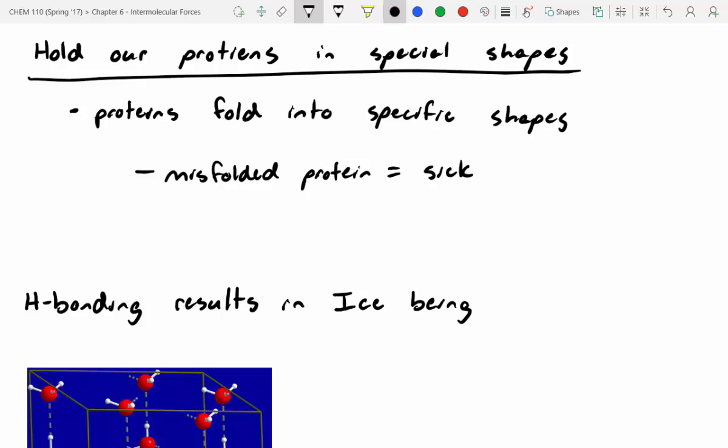All right, there's also another weird thing that H-bonding does. It results in ice being less dense than water. Specifically liquid water.